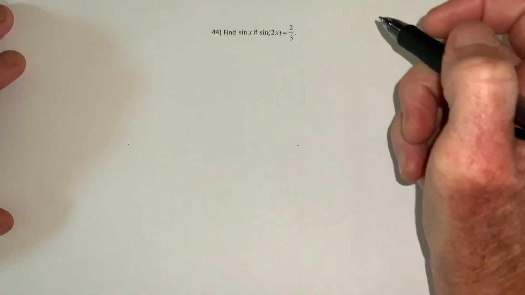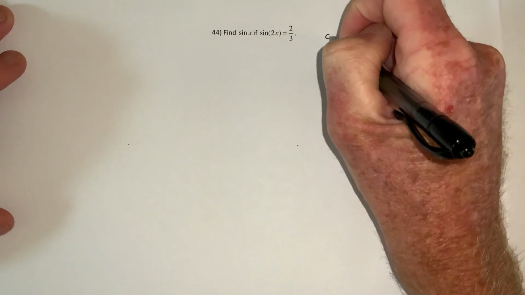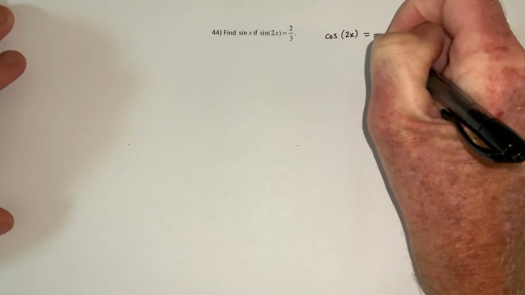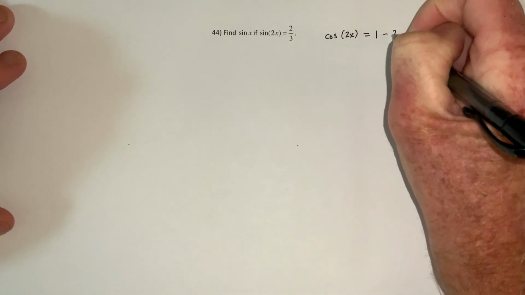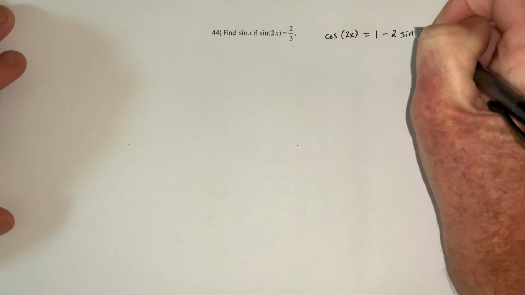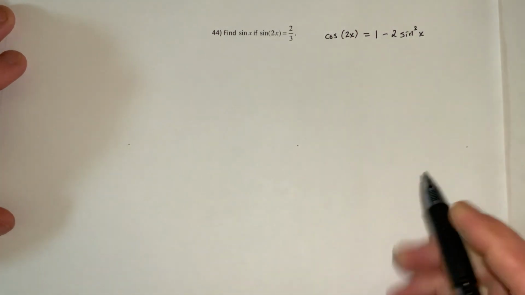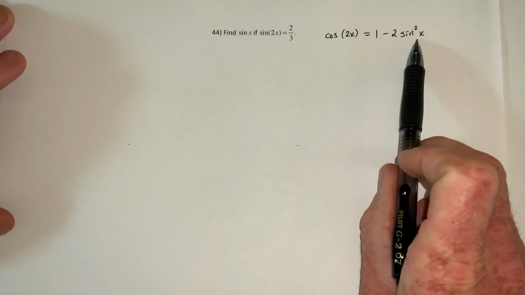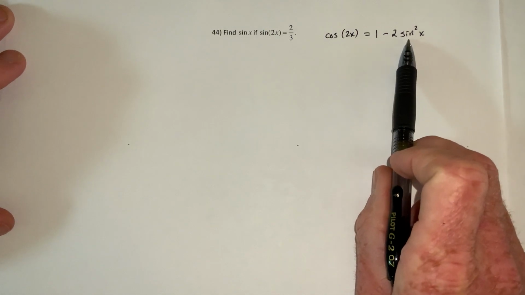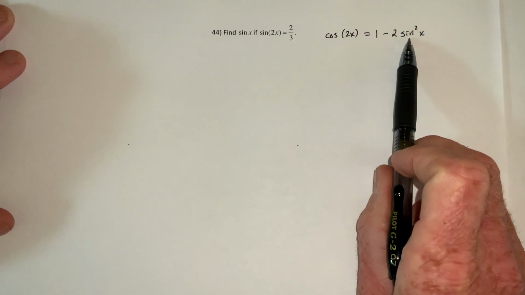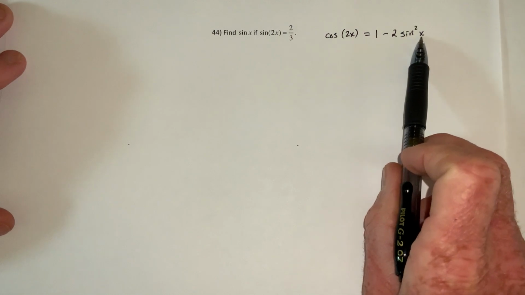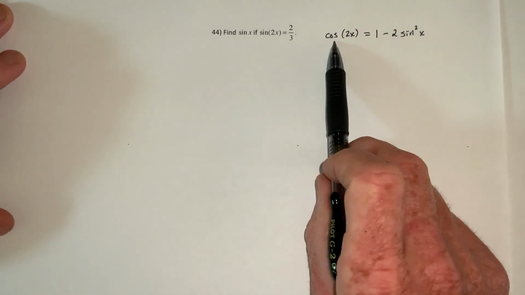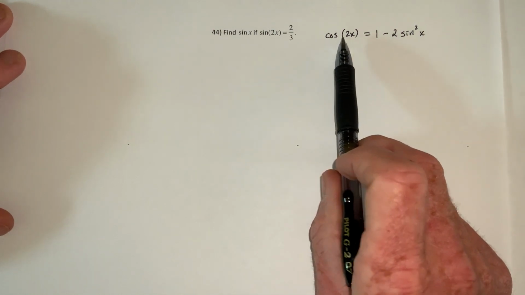And the trig identity that I'm going to use, believe it or not, is cosine of 2x is equal to 1 minus 2 sine squared of x. The reason for that is, with this part right here, I could do algebra and I could solve for sine of x. And then it just has x, it doesn't have 2x. But before I can even use this, I need to know what cosine of 2x equals.